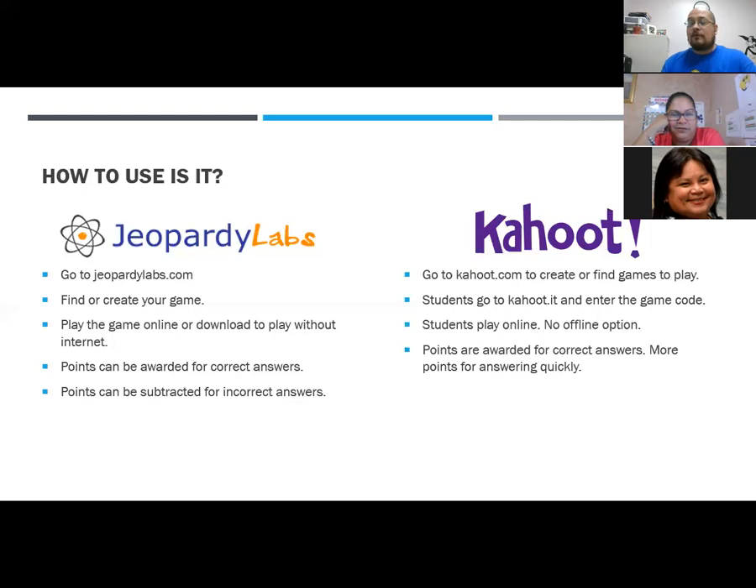Points are also awarded for correct answers for Kahoot. However, more points are awarded for students who answer more quickly. So the longer it takes for you to process the answer, the lower your points are for getting the correct answer. So it kind of encourages being able to know the answer, but also be able to recall it quickly, or calculate things if you're doing math, for example, quickly to get the most amount of points so that the totals in the end find a winner.